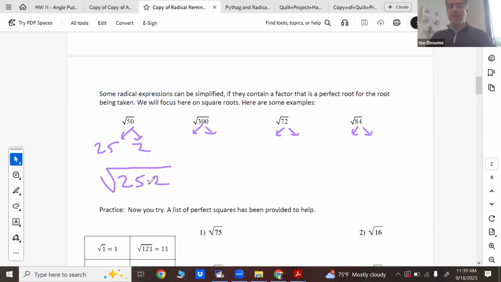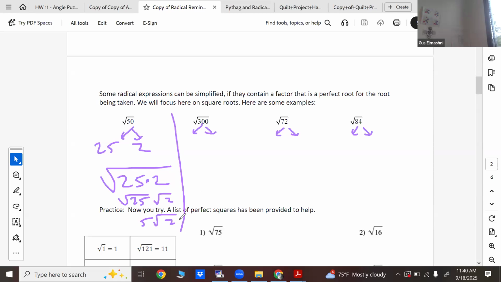So it's 25 times 2, right? Correct. So you get 5 root 2. All right, let's keep going here. Yeah. 50 is a product of 2 numbers, 25 and 2.